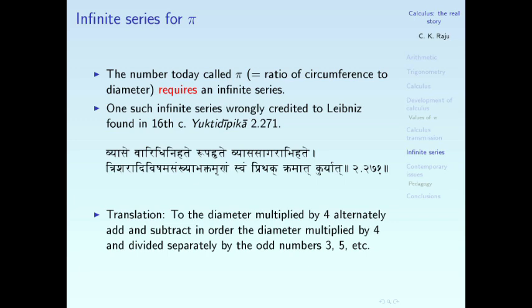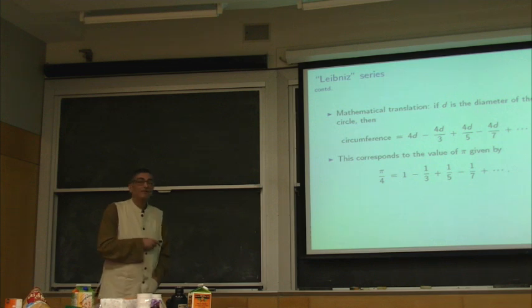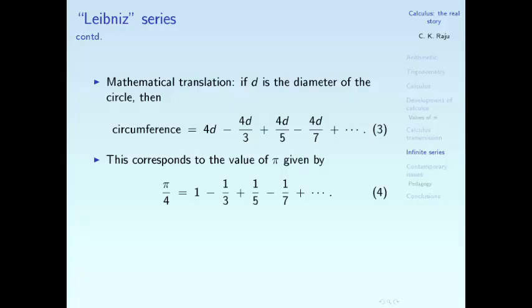So you, to the diameter multiplied by 4, alternately add and subtract the diameter multiplied by 4 and divided by the numbers 1, 3, 5, etc., odd numbers. So this is the series. Cancel out 4D, and that tells you the form in which you look at it today. That's the Leibniz series, so called. As Newton said, Leibniz didn't understand it. He was right. Newton didn't understand his series either, which was the sine series attributed to Mars.